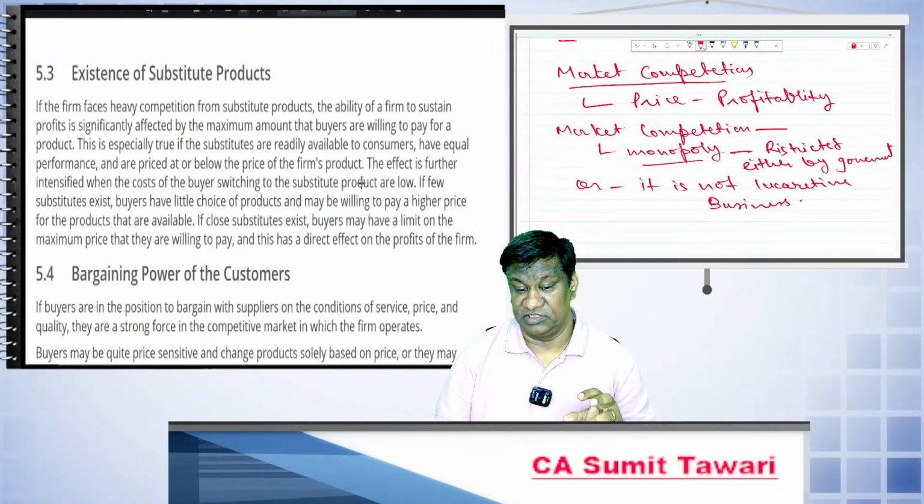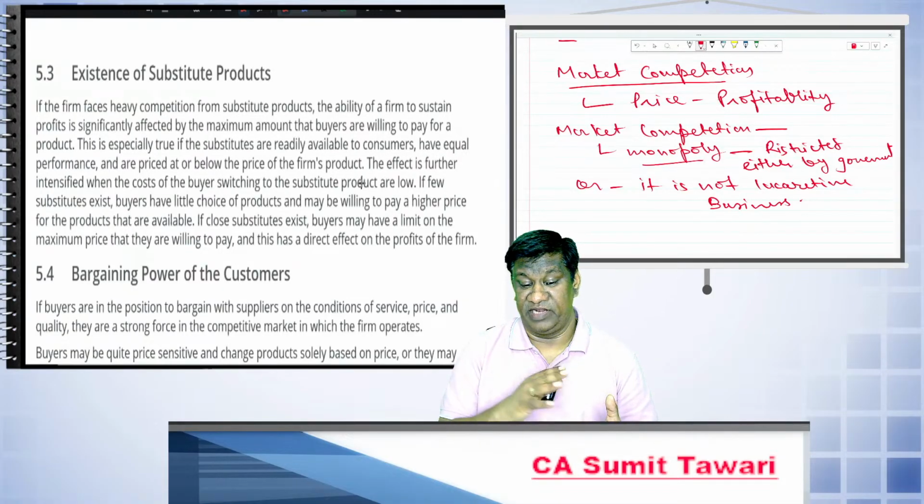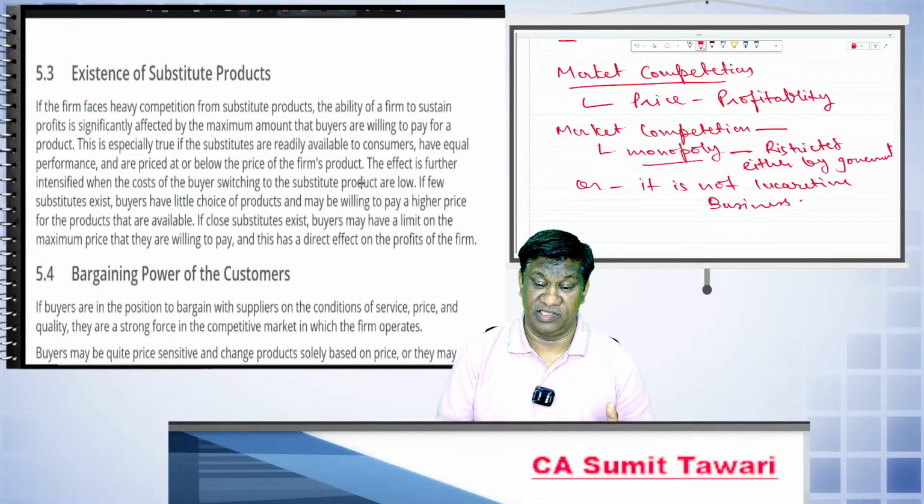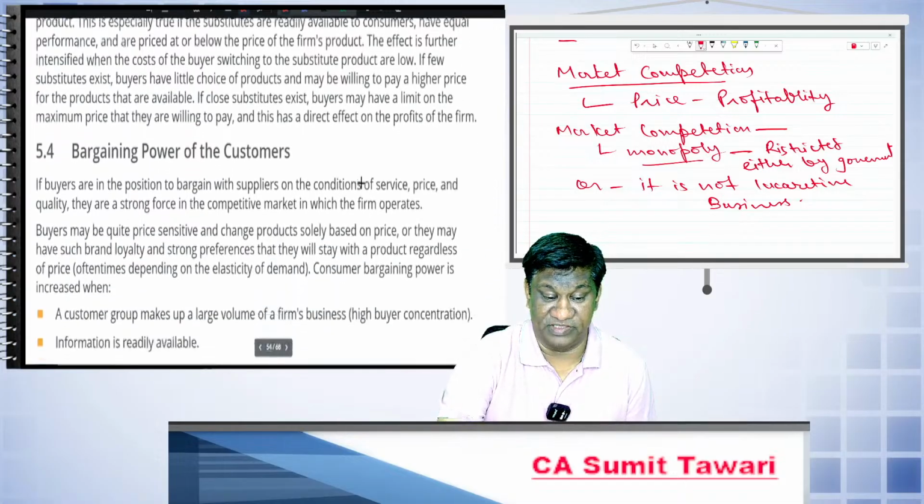Pager companies started the pager service, but 1 or 2 years after starting it, the mobile phone came in the market, and immediately the pager business went down. So that is basically the threat for businesses. Then, bargaining power of the customer.